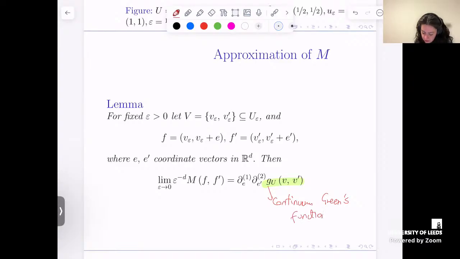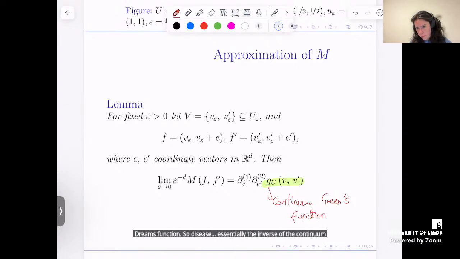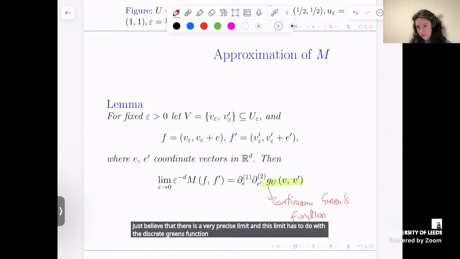So this is essentially the inverse of the continuum Laplacian operator, the operator that you may have seen in the theory of PDEs. If you have not seen it, I don't think it matters so much. Just believe that there is a very precise limit, and this limit has to do with the discrete Green's function that we have mentioned previously. Okay?